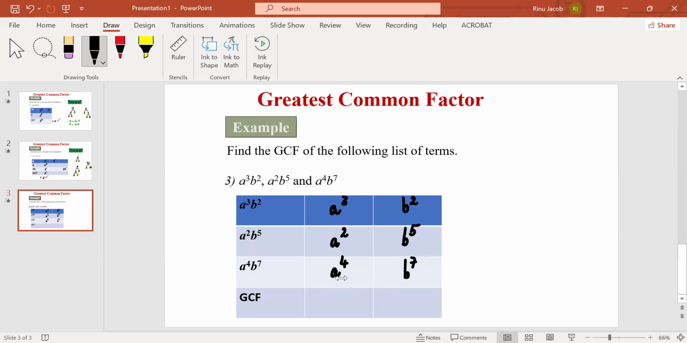Let's compare the terms and check out what is the lowest power. You can see that it is 2 here and 2 here. So my GCF is a square, b square. I hope it is clear.